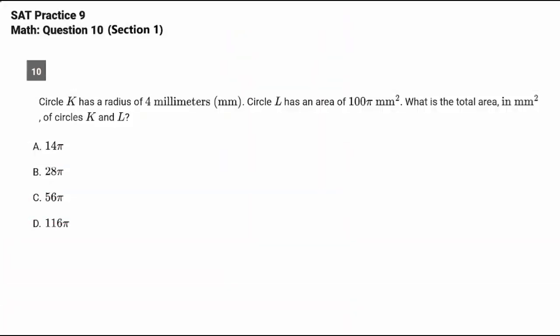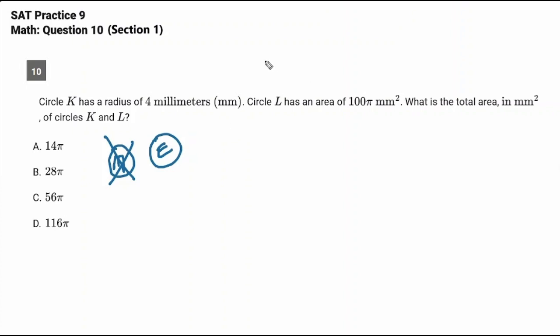We're on SAT Practice Test 9, Math Section 1, Question 10. What's the level of difficulty supposed to be here? It's supposed to be medium. Guys, this question is really easy. It's a gift. Circle K has a radius of 4. Circle L has an area of 100 pi. What's the total area of circles K and L? I do want to point out that this comma here is Evil Testing Services' doing, not mine.